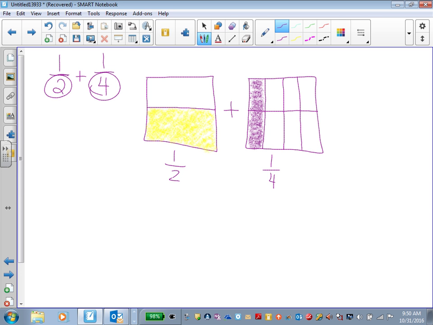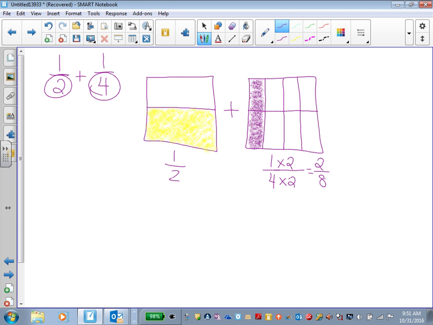So now, how many rows do I have in my 1/4 box? 2. Remember, this is going back to it. So 1 times 2 is what? 2. And 4 times 2 is what? 8. So 1/4 is equal to 2/8.